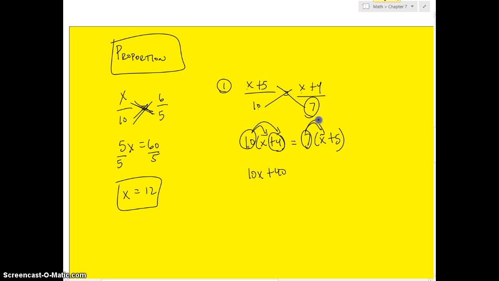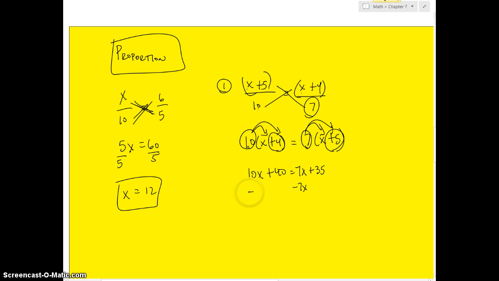And then we'll say 7x plus 70 equals 7x plus 35. Again, I just want to show you how we distribute the 7 to both of these. We distribute the 10 to both of these. You may want to even put these in parentheses to make it a little bit easier. Once we get here, it's very simple.